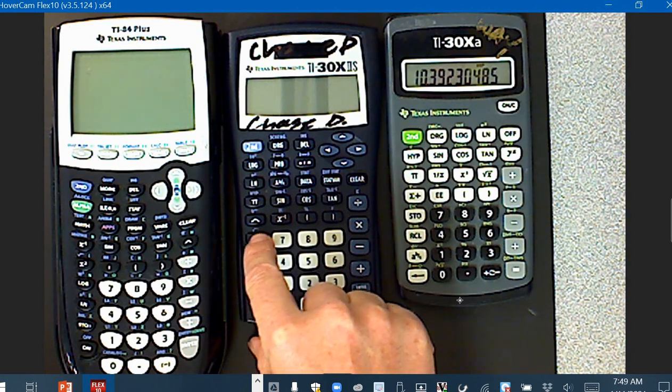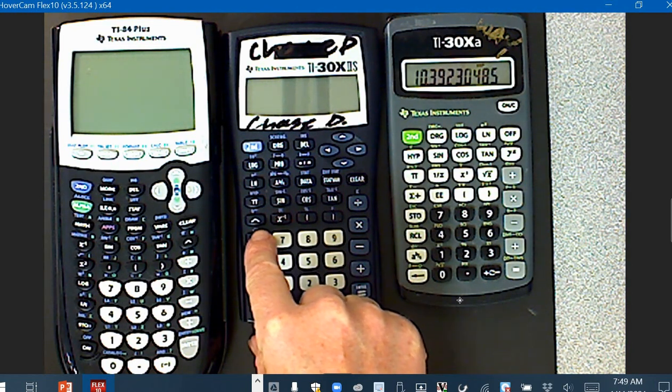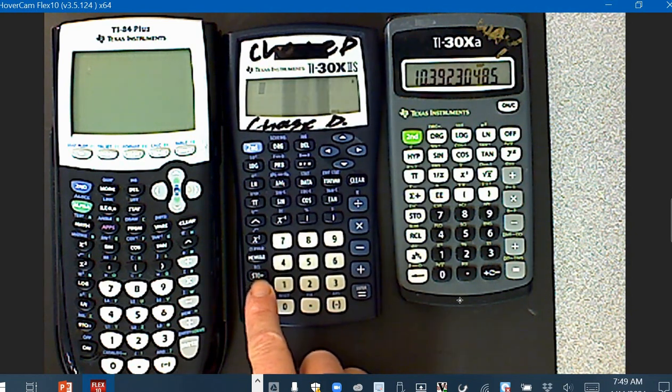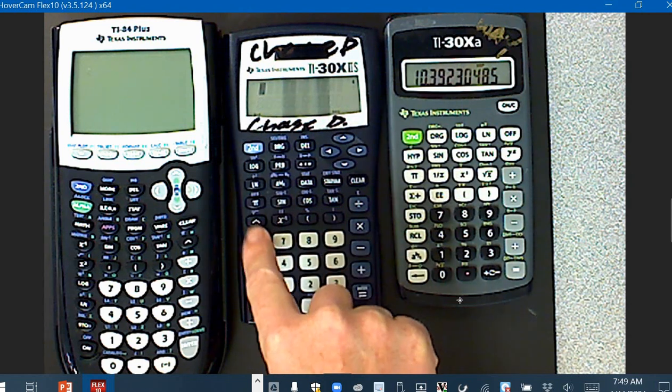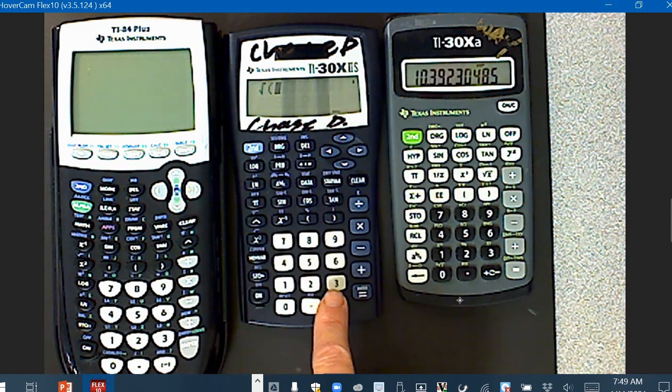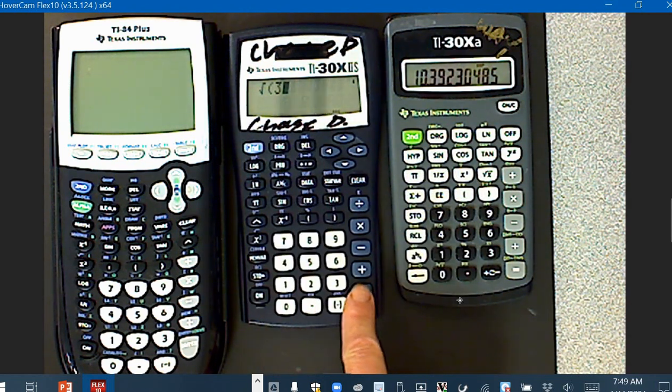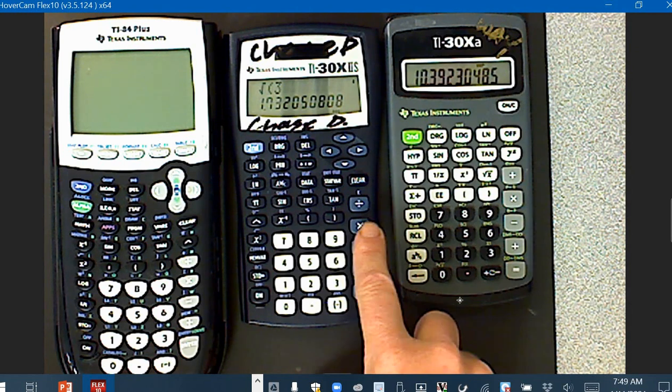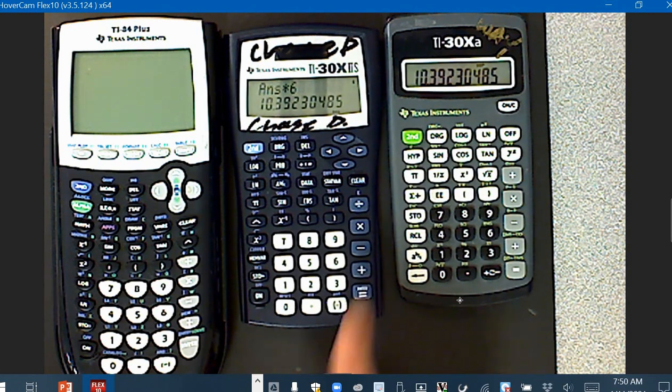In this calculator, your square root button is above here in blue, so you're going to have to hit the shift key. Watch. Second function, square root, 3 equals, times by 6. Notice you're getting the same thing.